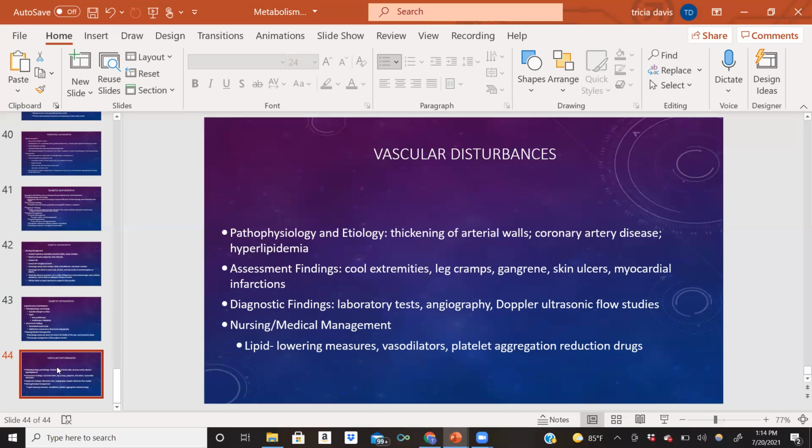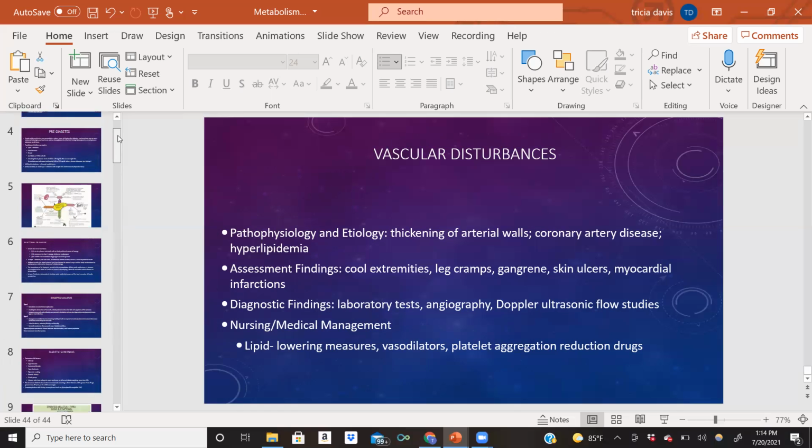And then nursing medical management: we would administer lipid-lowering agents, vasodilators, and platelet aggregation reduction drugs so that they don't have blood clots. So Plavix, heparin, Lovenox, things like that. And that is it.